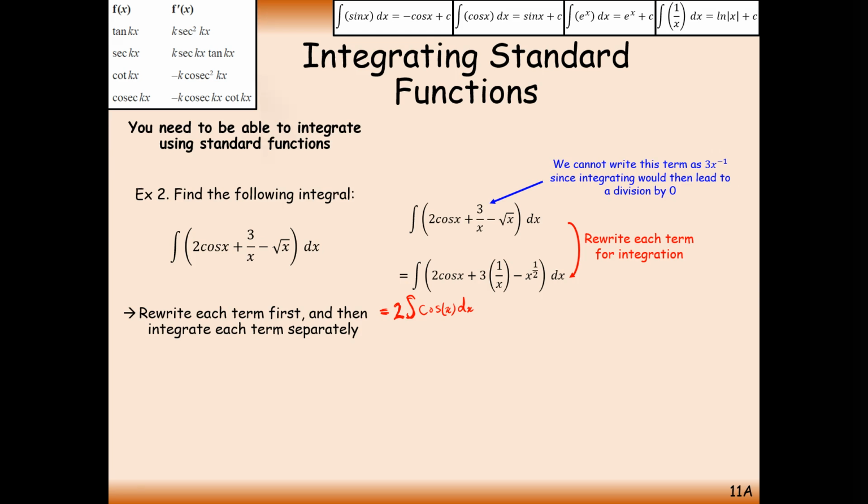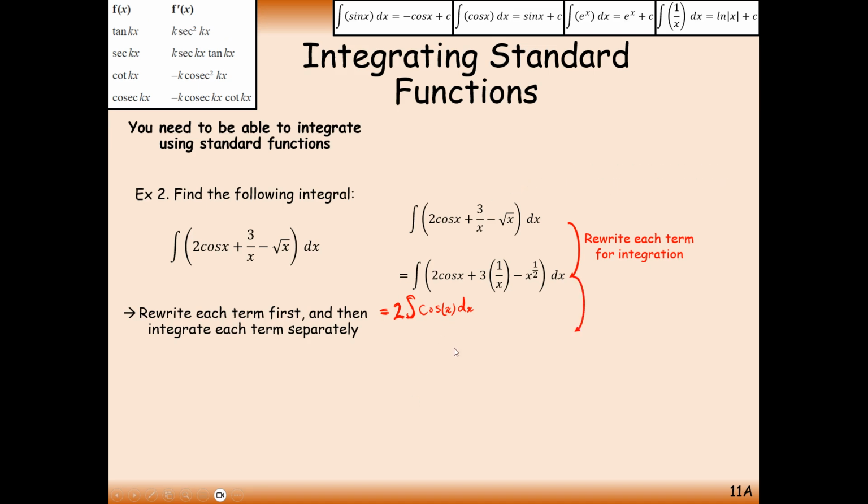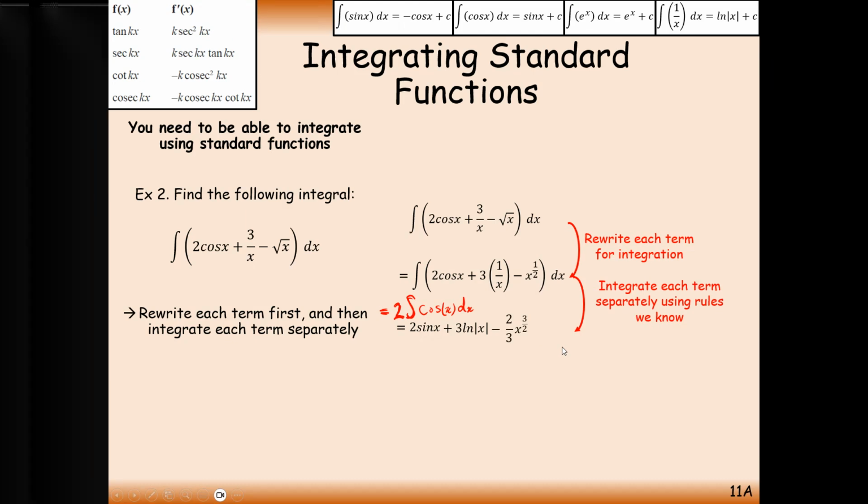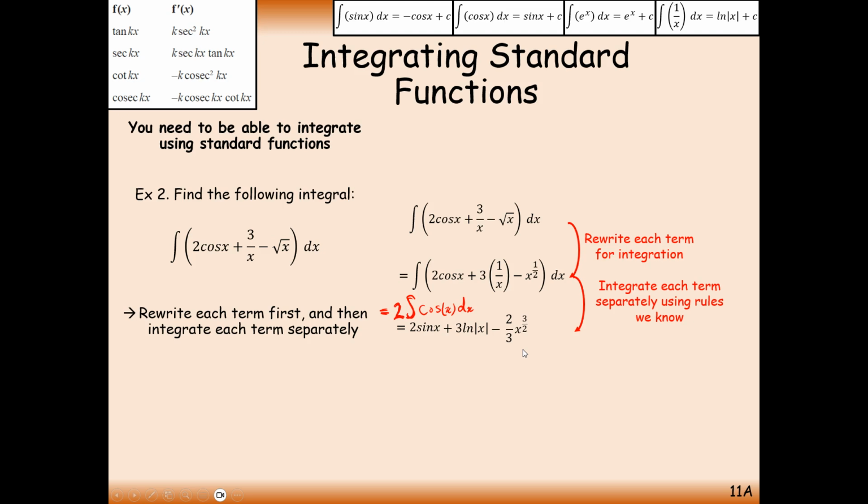It's multiplied. We know that the derivative of sine was cos, and now that we are integrating cos, we will get sine back. So the first term will give us 2 sine x. The next term will give us 3 times logarithm of x. And for the final term, we will just use the power rule, add 1 to the half, and divide by 3 over 2. Dividing by 3 over 2 is the same as multiplying by 2 over 3. And we add a c because this integral is indefinite.